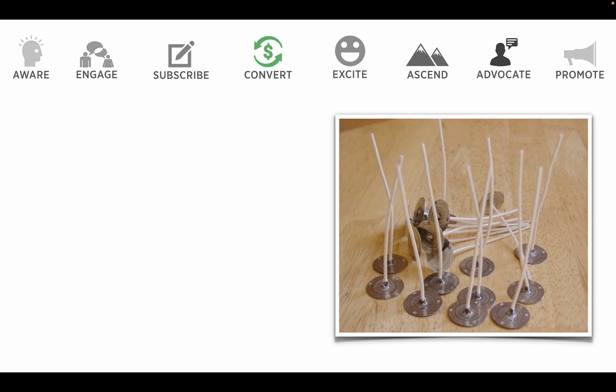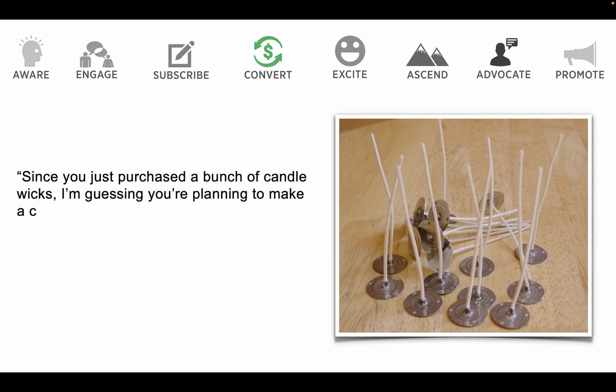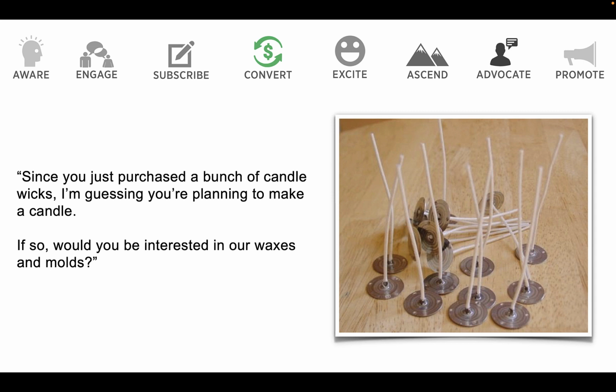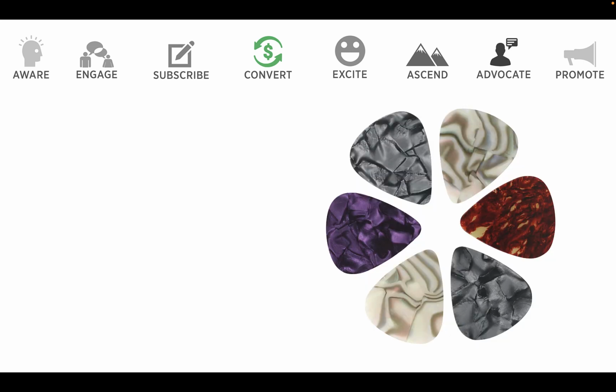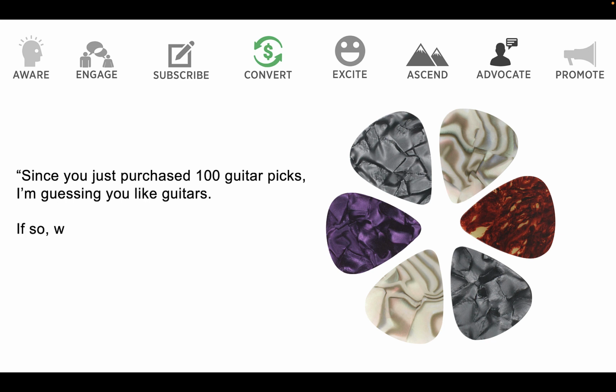So some examples. The guitar picks again. Since you just purchased a bunch of candle wicks, I'm guessing you're planning to make a candle. If so, would you be interested in our waxes and molds? I think we can safely say that anybody that purchases candle wicks would also be interested in waxes and molds, and they are very likely to buy from the same company. Guitar picks. Since you just purchased 100 guitar picks, I'm guessing you like guitars. If so, would one of these guitars interest you?